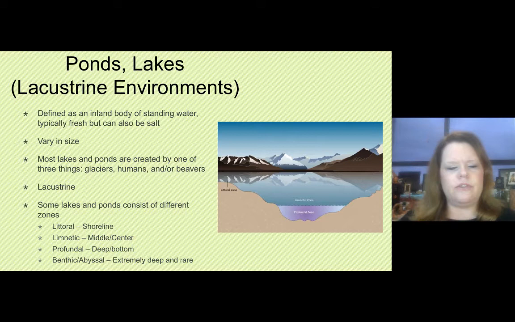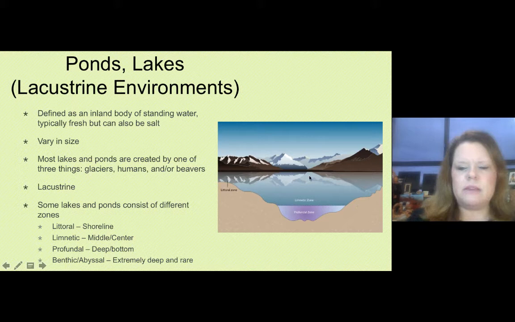And the limnetic is going to be the stuff way out here. The profundal is the stuff way at the bottom. We're probably not going to have in most of our lakes the benthic or abyssal because they're just not deep enough. Where that might not be true is in some lakes that were created by glaciers.